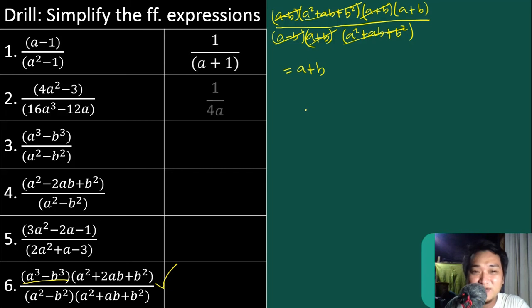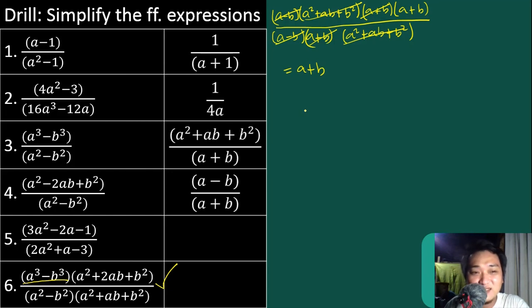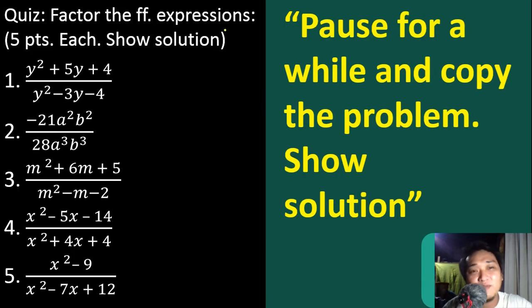So, tingnan natin kung tama yung mga sagot natin. So, number 4, we have a minus b over a plus b. We have 3a plus 1 over 2a plus 3 and a plus b. Now, mag-iiwan po ako sa inyo ng inyong pinaka-home quiz natin doon, no? This will be your home quiz. I want you to factor the numerator and the denominator, and I want you to simplify the following rational algebraic expressions.